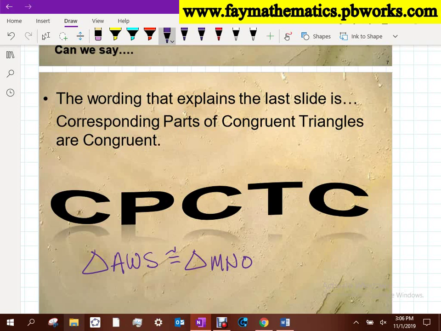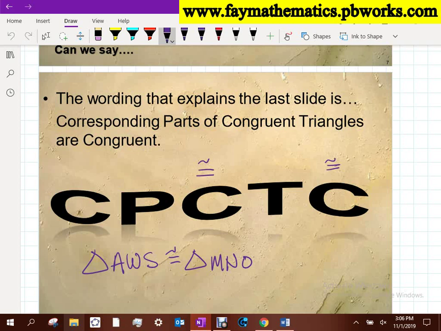All right? The short of that is this acronym that we call CPCTC. Okay? At first, it's kind of hard to say, but eventually you'll get to it. CPCTC. Corresponding parts of congruent triangles are congruent. When you write this, maybe your first couple times, you might want to put those symbols above those C's because it stands for the word congruent.